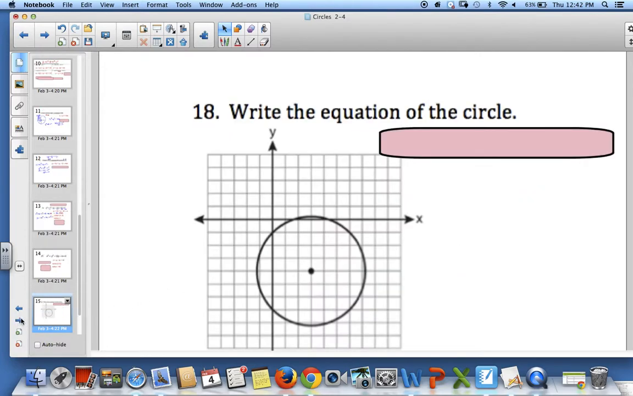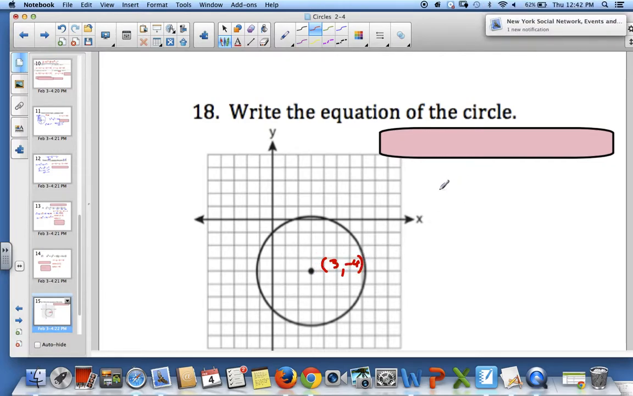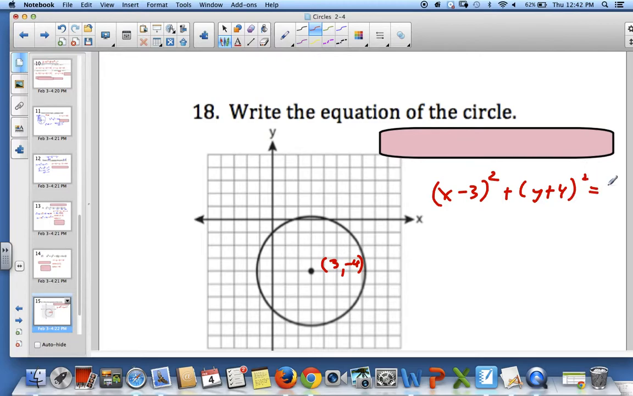The last couple of problems are a little trickier because now we don't have an equation at all. We have a picture. We want to write the equation of this. Well, when I look at this, the coordinates of my center are going to be 1, 2, 3, and then 1, 2, 3, 4, negative 4. So already I get most of it done. I know it's going to be x minus 3 squared plus y plus 4 squared equals r squared, but I don't know what r is, or r squared for that matter.